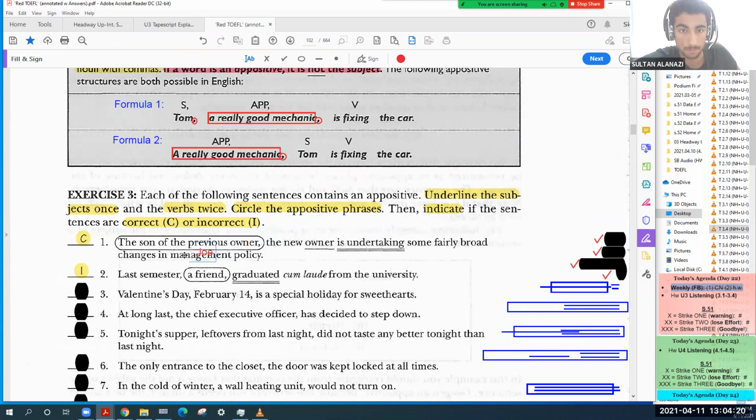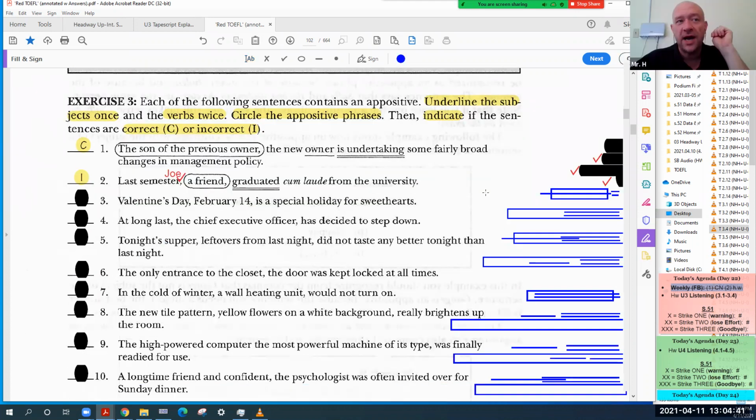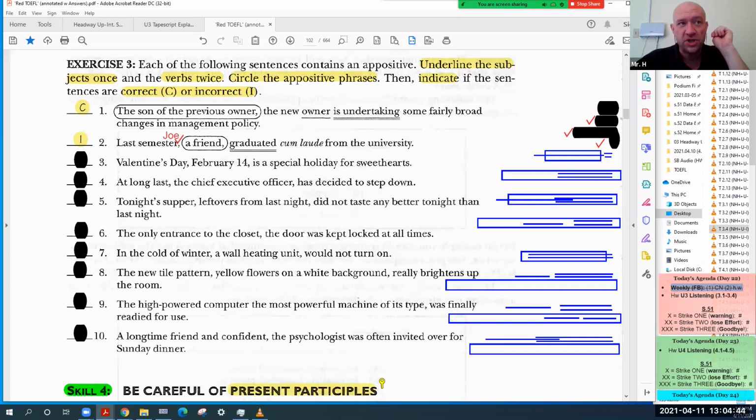You need to put just the name of somebody. It doesn't have to be specific, just the name of somebody. Last semester, Joe, comma, a friend graduated cum laude. Okay. Are you ready? Let's give this a shot, you guys. I'm going to send you the poll. What should you answer first? Number one, correct. And number two, incorrect. All right, start now.